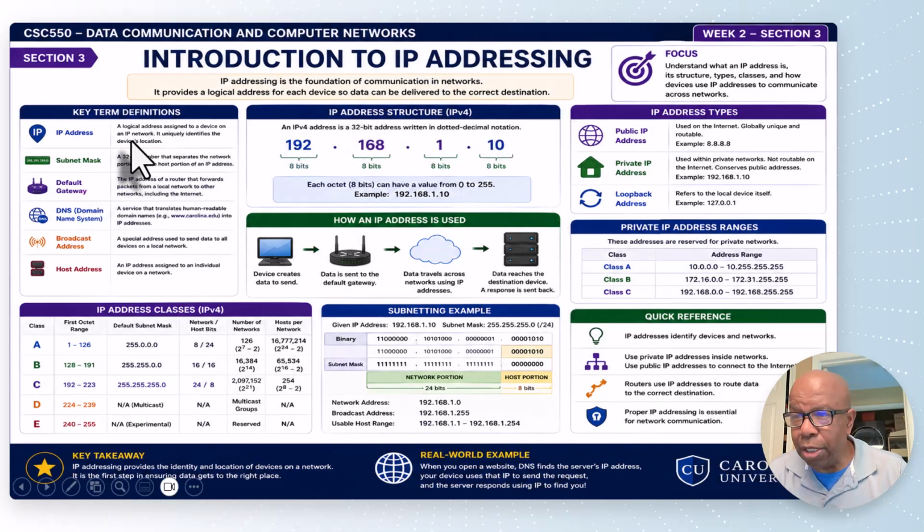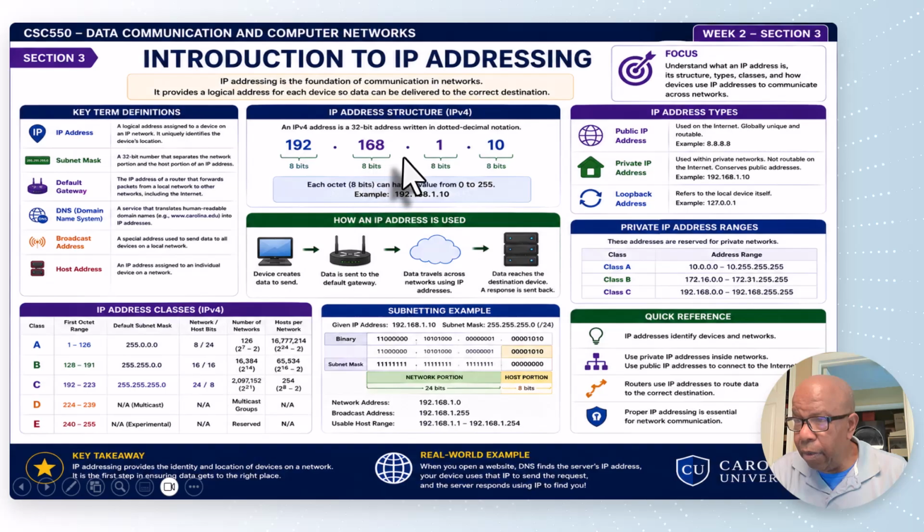A logical address assigned to a device on the IP network. It uniquely identifies the device's location. Subnet mask, a 32-bit number that separates the network portion and the host portion. We'll be talking about that here in a little bit.